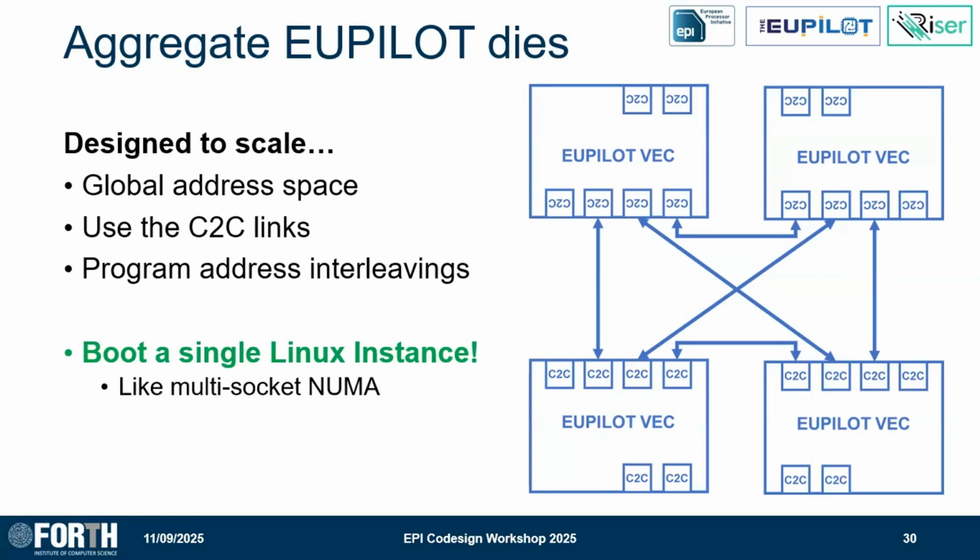So for this, we have global address space across the chips. We use the chip-to-chip links, and here it's a fully connected topology with 4 UPilot tech chips. And you can also program the interleavings. Every core on every chiplet can access the memories of the other chiplet. What we want to achieve is to make it appear as a single monolithic chip in software and put a single instance of Linux across all these chips. It's like multi-socket NUMA, but it can be multi-chiplet NUMA or multi-die NUMA.